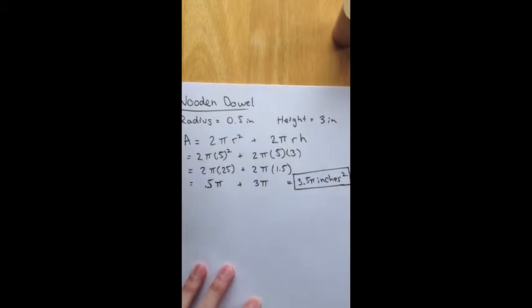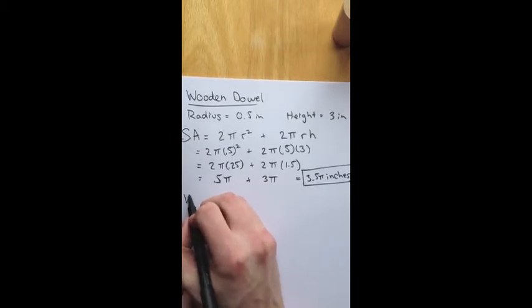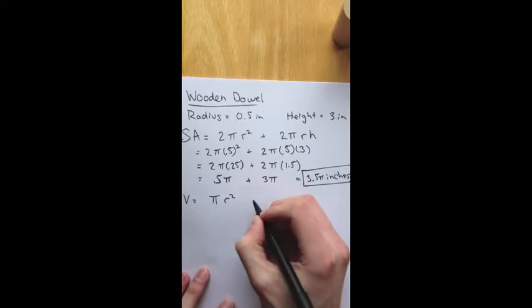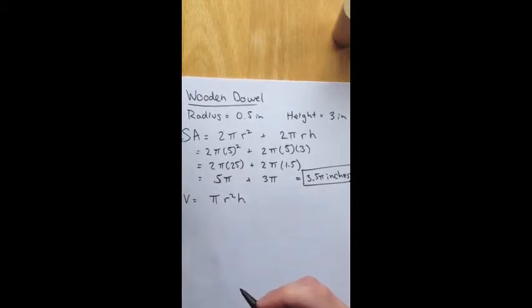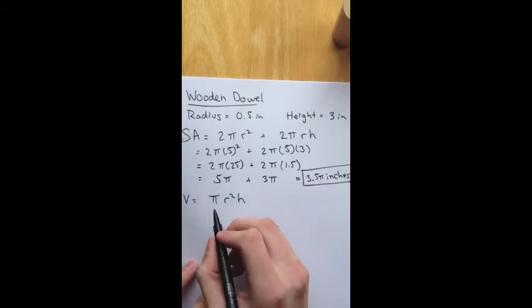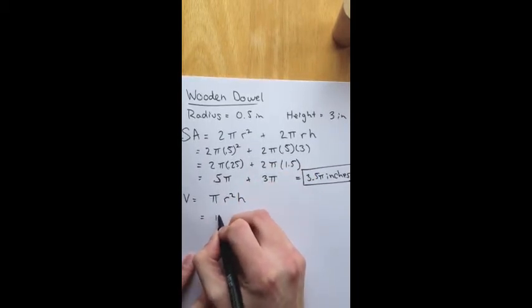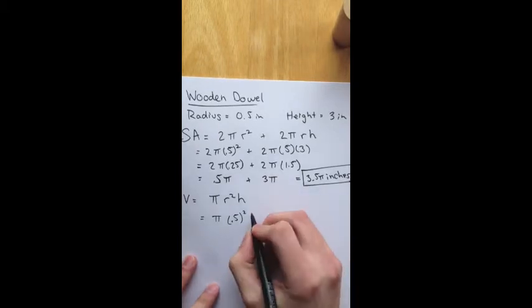All right, now let's move on to the volume. Start off by writing down our formula. Volume equals pi times the radius squared times the height. All right, so we just do the same thing, plug in our values for the radius and the height, and we have that equals 2 pi times 0.5 squared times 3.